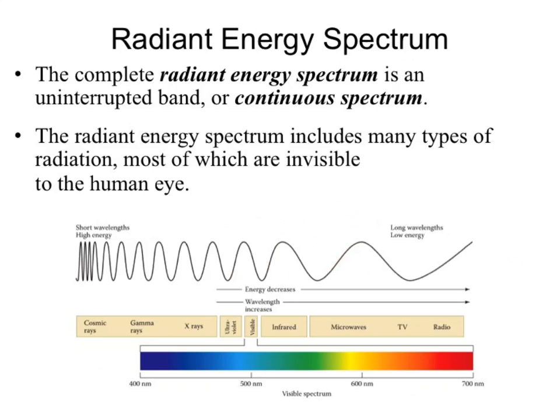Why do we give them different names? It comes back to a different form of the electromagnetic radiation. Can we see X-rays? No. So why do we call it X-rays versus visible light? Because we can't see it.